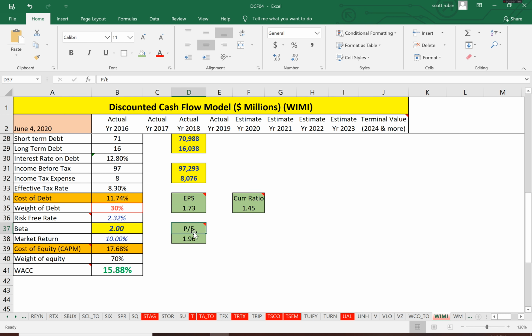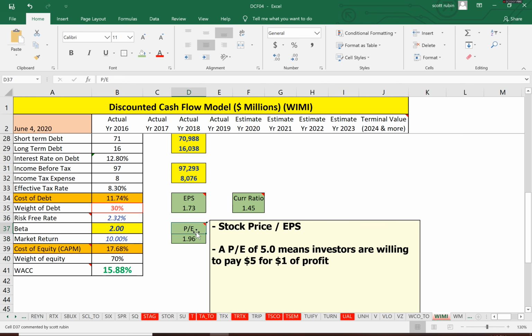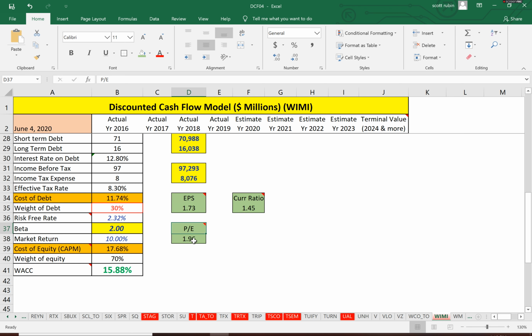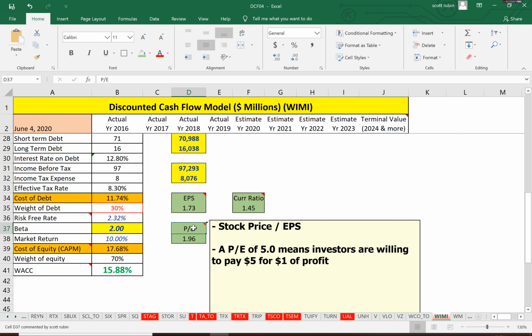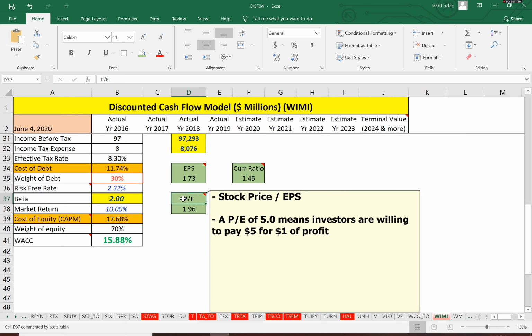This is the price of the stock over earnings per share. So generally you want a low PE ratio. I look for companies under 15. Of course, there's companies like Tesla that have PE ratios in the hundreds, but that's because they're growing so much. This has a PE ratio of 2, which looks really good. Just to explain the PE ratio, a PE of 2 means investors are paying $2 for $1 of profits, which is really good because it only takes you 2 years to get your investment back.